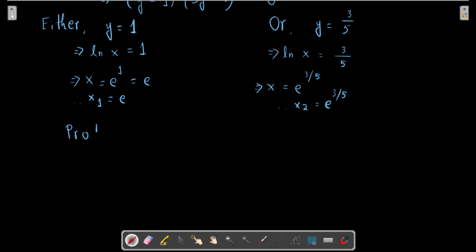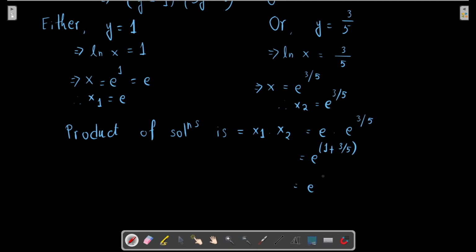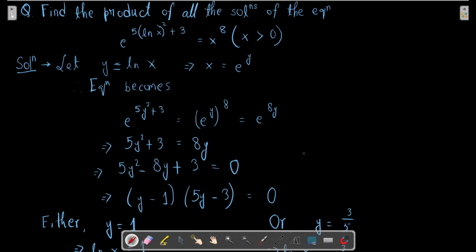So the product of solutions is equal to x1 times x2, which is e times e raised to the power 3 upon 5. When the bases are the same, the exponents get added. So this becomes e raised to the power 1 plus 3 upon 5, which is e raised to the power 8 upon 5. This is the final answer, the product of the roots of the given equation.